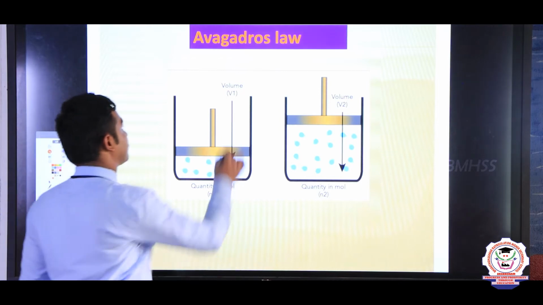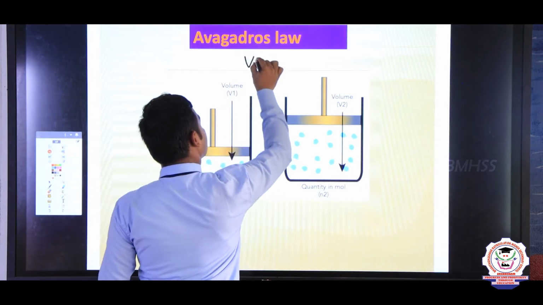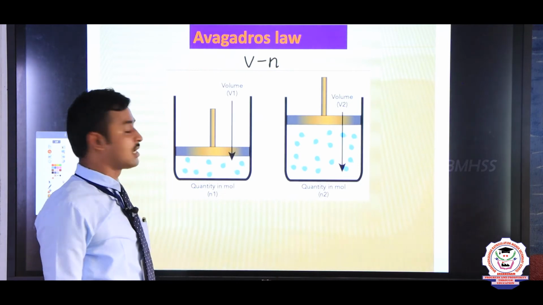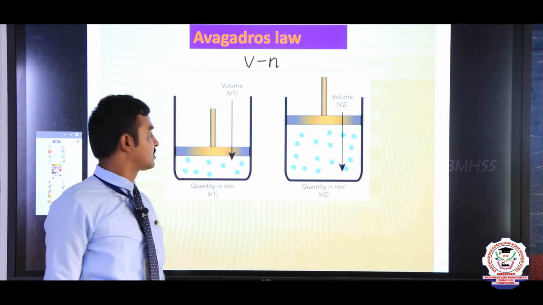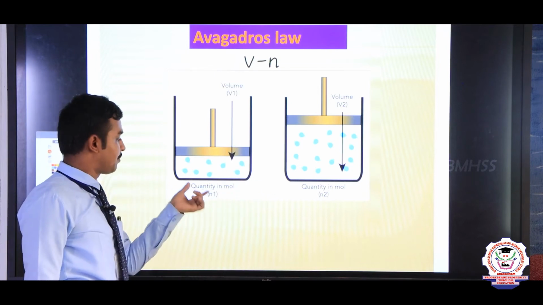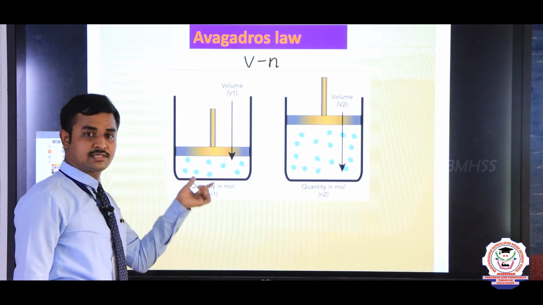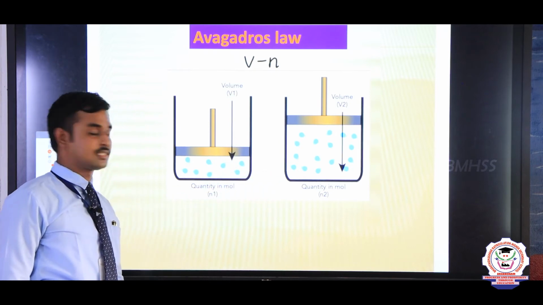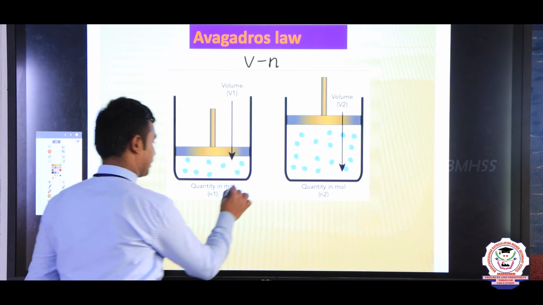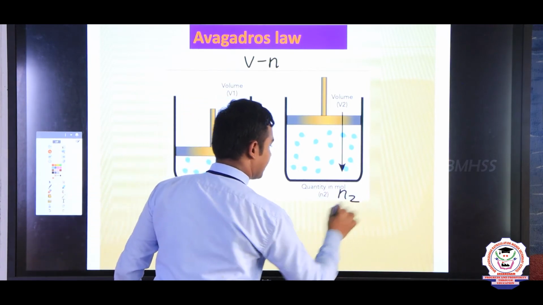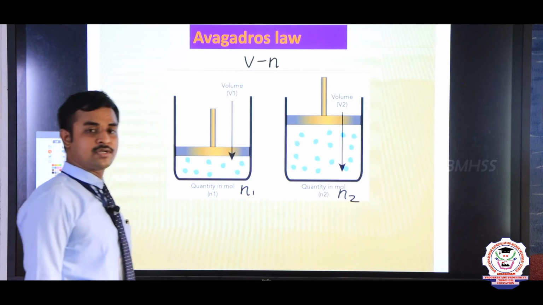Avogadro's law describes the relationship between volume and the number of molecules. N here represents the number of moles of the gas molecules. Let us take two containers, in which the number of moles in the first container differs from the second container. The first container's number of moles is represented as N1, and for the second container the mole number is N2. So, the number of moles differs.